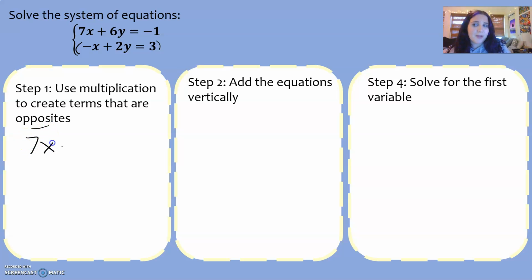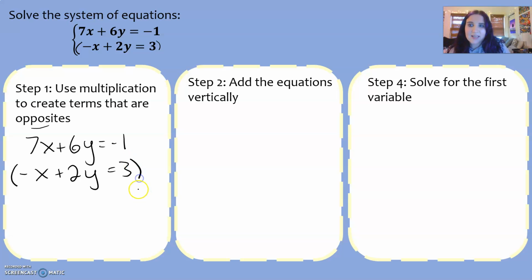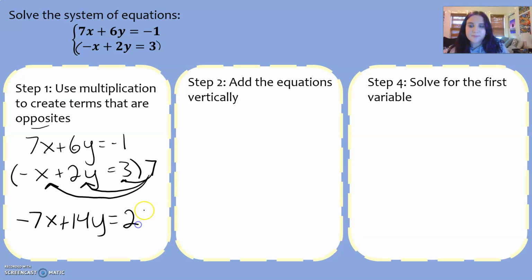So I'm going to just rewrite my equations first. 7x plus 6y equals -1, and -x plus 2y equals 3. So like I said, I'm going to multiply the entire second equation by +7. So I have to use the distributive property and multiply each term by 7. 7 times -x is -7x. 7 times 2y is +14y. 7 times 3 is 21.